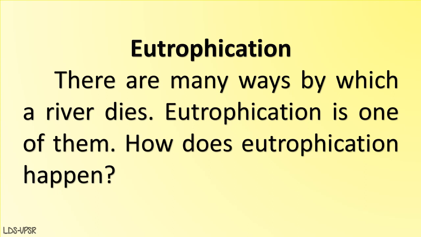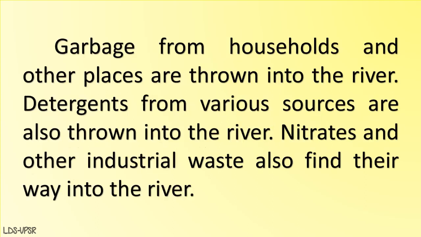Eutrophication. There are many ways by which a river dies. Eutrophication is one of them. How does eutrophication happen? Garbage from households and other places are thrown into the river. Detergents from various sources are also thrown into the river. Nitrates and other industrial waste also find their way into the river.